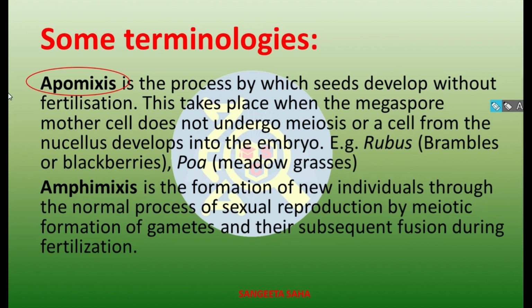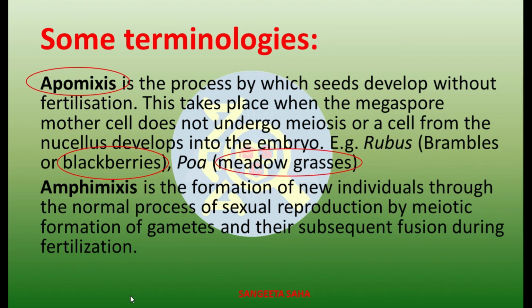and it is basically the result of a plant having the ability to bypass the most fundamental aspects of sexual reproduction, that is meiosis and fertilization. These are the fundamental aspects of sexual reproduction which it bypasses. In other words, they do not undergo meiosis. So without the need for male fertilization, the resulting seed germinates into a new plant. And the most common example is blackberry. It is also meadow grasses.